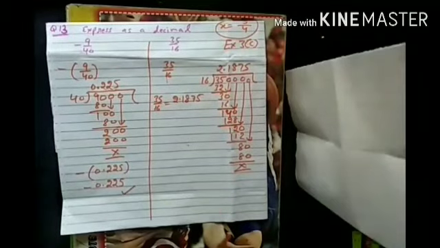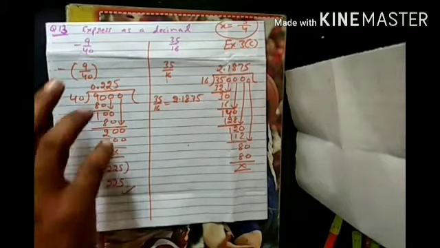In this way we can convert any positive or negative rational number into decimal form by division.